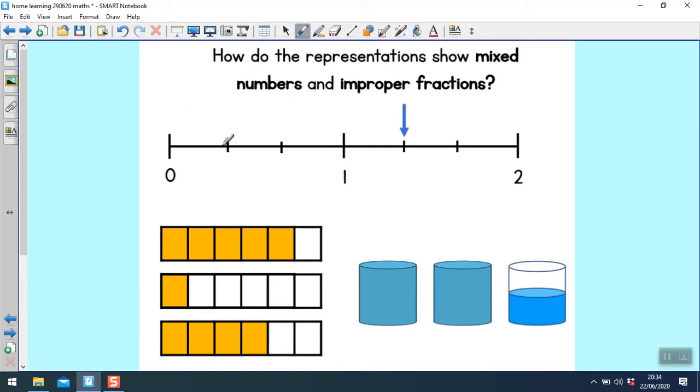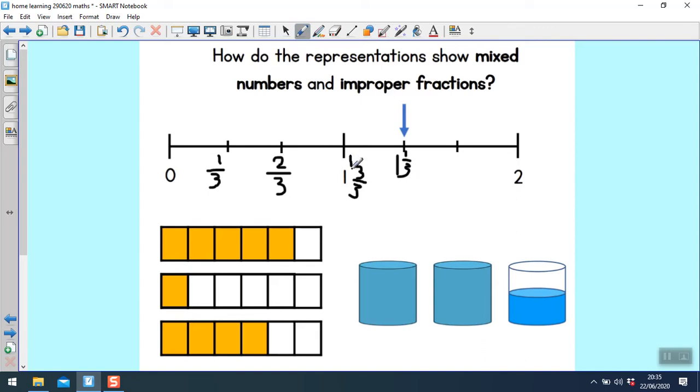So what's the fraction that it's increasing by each time if there's 3 jumps between 0 and 1? It's thirds, isn't it? So 0, 1/3, 2/3, then a whole one. A whole one's the same as 3/3. What's one whole one plus 1/3? So it's 1 and a third.